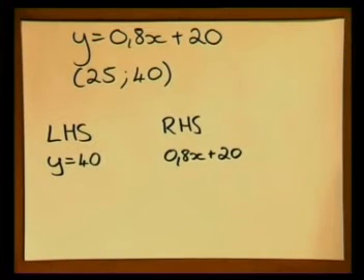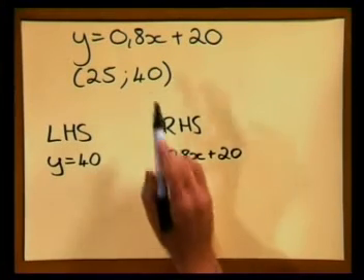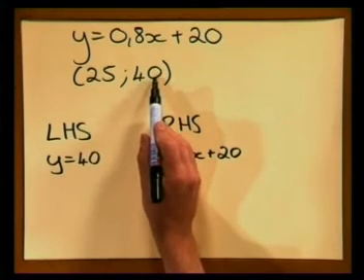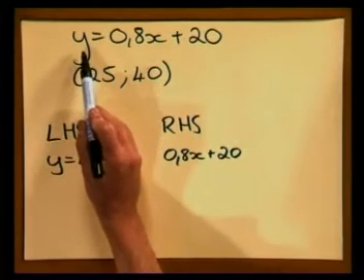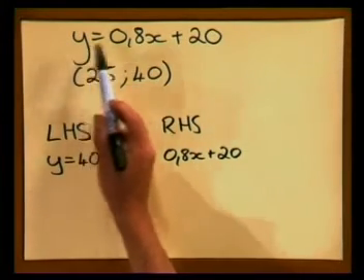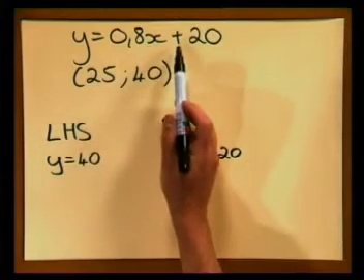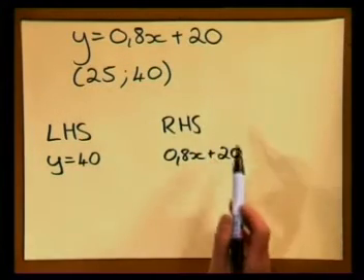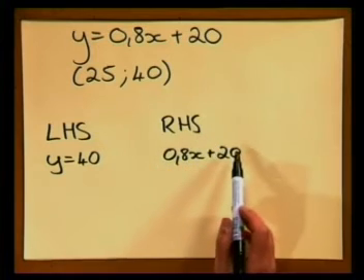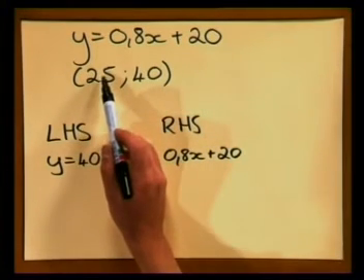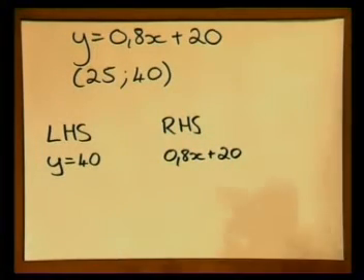Let's use these values and see if they satisfy the formula. So in terms of our formula, we know that y is equal to 40, so the left-hand side is 40. Now our formula says that y is equal to 0,8x plus 20. So we need to get an answer of 40 out of the right-hand side of our formula using an x value of 25. Let's check that.